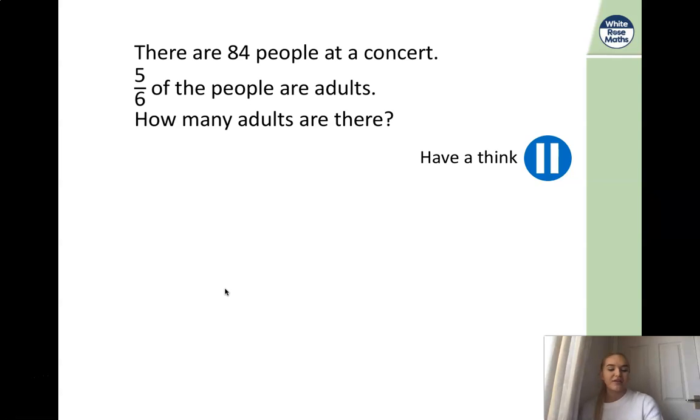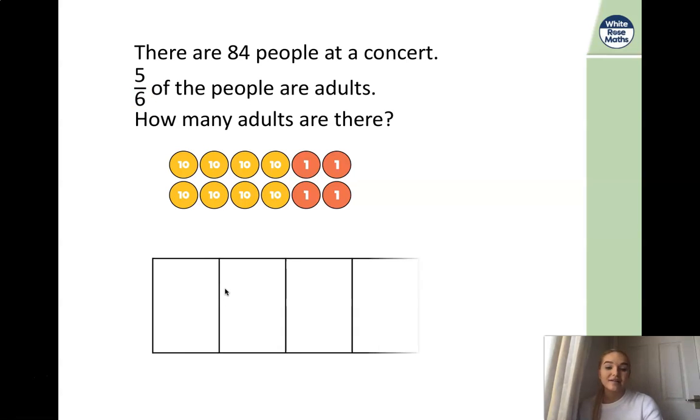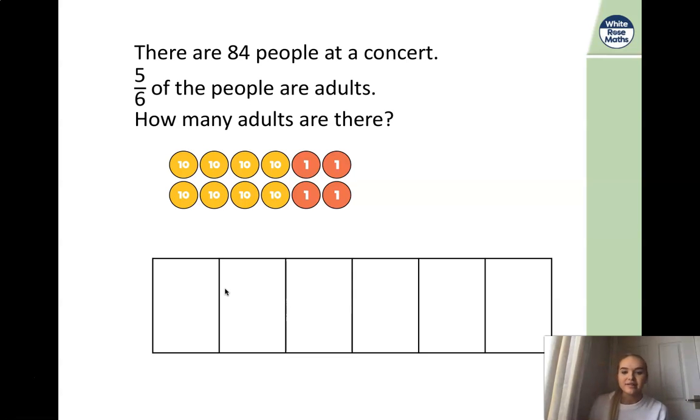So let's use place value counters to help us. We know there are 84 people at this concert. We can represent this by how many 10s? That's right, 8 10s, and how many 1s? 4 1s. Super. Got my 8 10s and 4 1s. How many parts to my bar model am I going to have this time? Absolutely, I'm going to have 6 parts to my bar model because my denominator is 6. Because I'm finding 5/6.